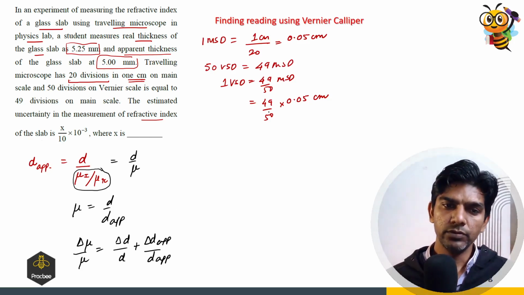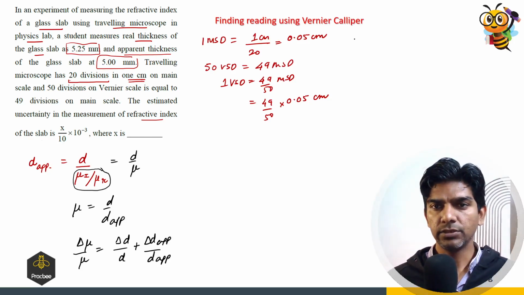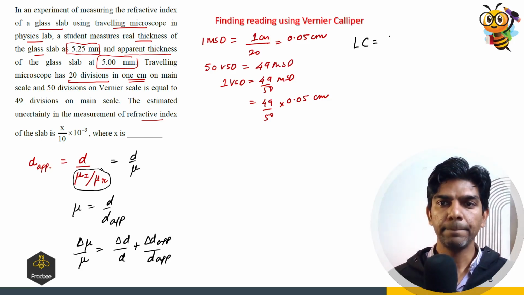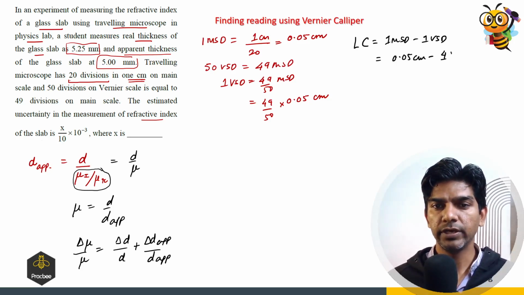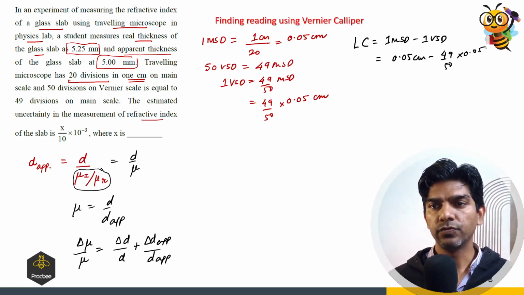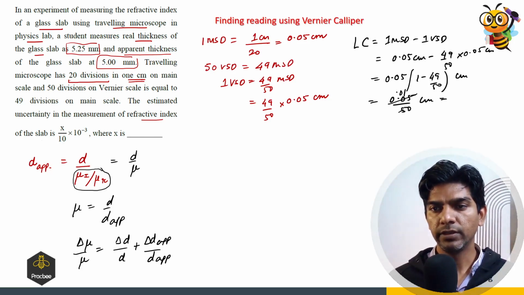Now let us substitute the value. So we know, so what is the error? So least count, let us find the least count. So least count will be 1 main scale division minus 1 Vernier scale division. So 1 main scale division is 0.05 centimeter. 1 Vernier scale division is 49 by 50 times 0.05 centimeter. So that will be 0.05 will be common. So 1 minus 49 by 50 in centimeters. So this comes out to be 0.05 divided by 50 in centimeter. So that will be 0.01, that will be 10. So it will be 0.001 centimeter.